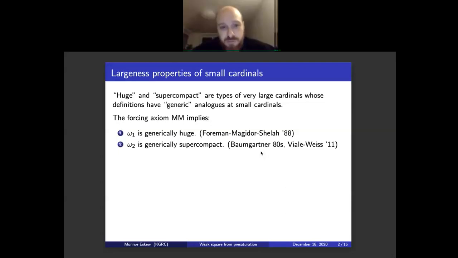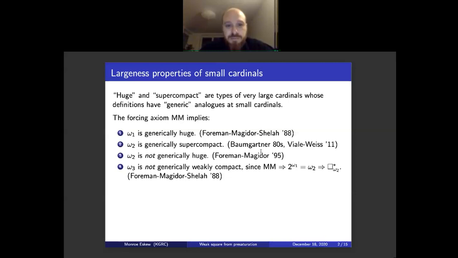A much stronger version of the tree property holds, which is fairly tightly analogous to supercompactness for omega 2. On the other hand, it already implies that several of these nearby cardinals do not have certain generic largeness properties. So omega 2 is not generically huge in the same sense that omega 1 was, meaning it doesn't have a saturated ideal. This is proved by Foreman and Magidor.